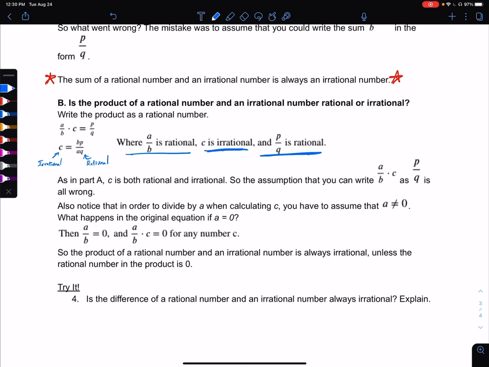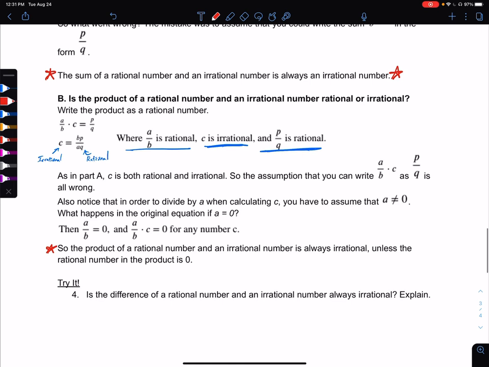But the main thing we're looking for here is that the product of a rational number and an irrational number is always rational, unless, and this is a big unless, the rational number in the product is 0. If A was the number 0, then this gets canceled out, and that wouldn't work. But that's the only exception. The product of a rational number and an irrational number is always rational.